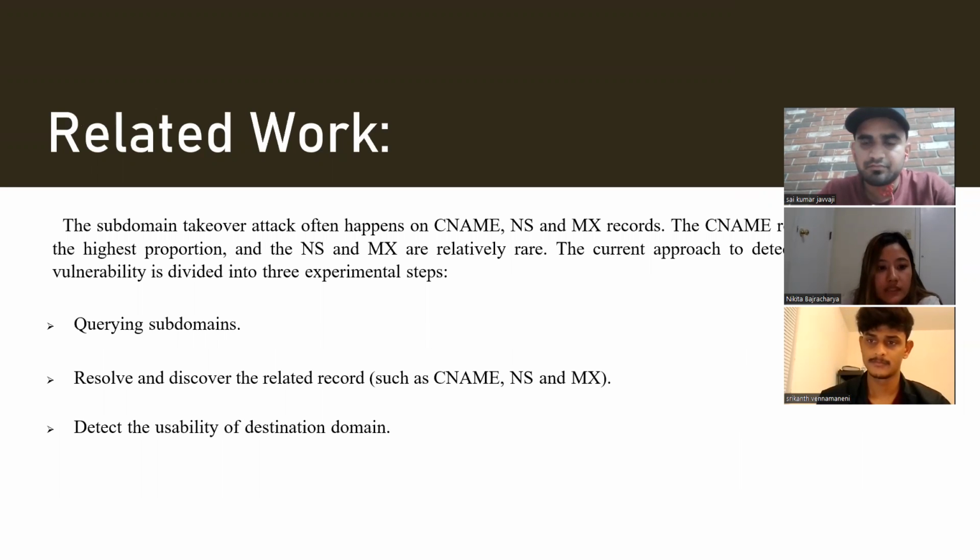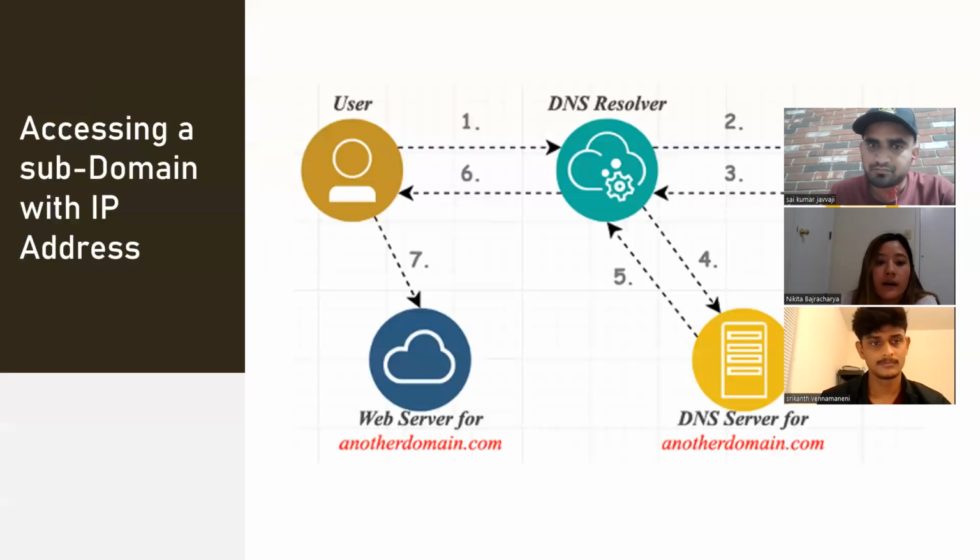The present method for detecting these potential vulnerabilities is broken down into three stages. The first one is querying the subdomain, and the second is resolving and discovering the related records such as CNAME, NS, and MX. And finally, the third one is detecting the usability of the destination domain. Next slide. The third slide is about what the subdomain takeover attack is and how it happens.